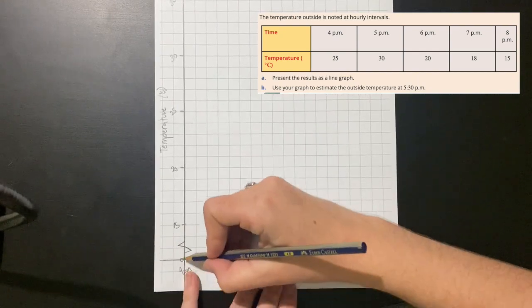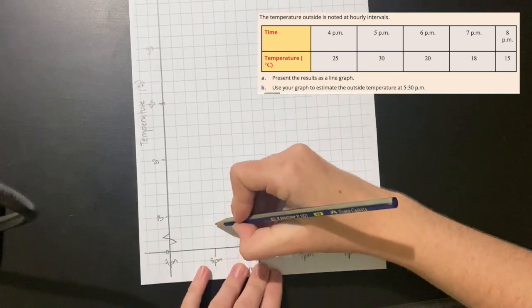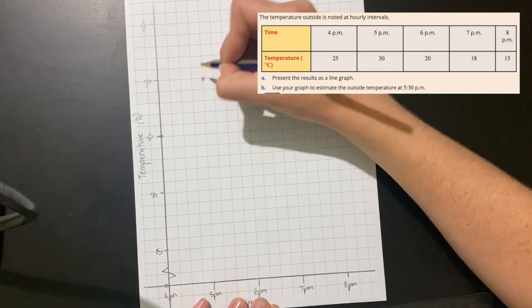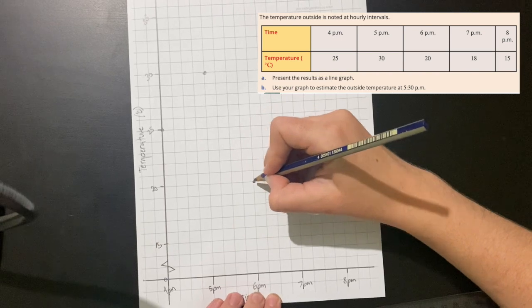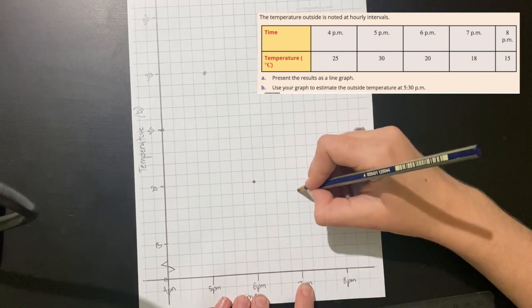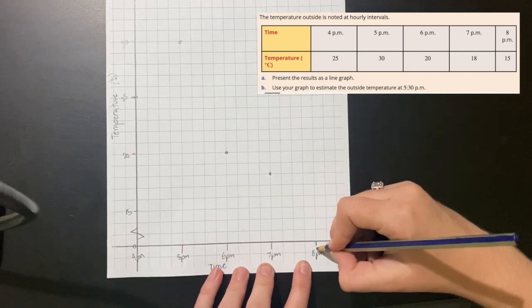4 p.m. was 25. 5 p.m. is 30. 6 p.m. is 20. 7 p.m. is 18. I'm going to go up to the 20 and back 2. And 8 p.m. is 15.